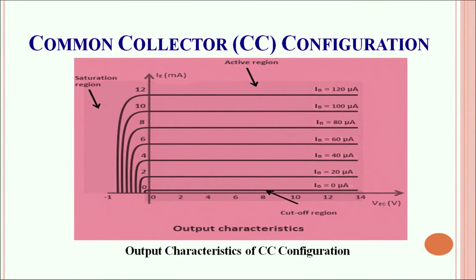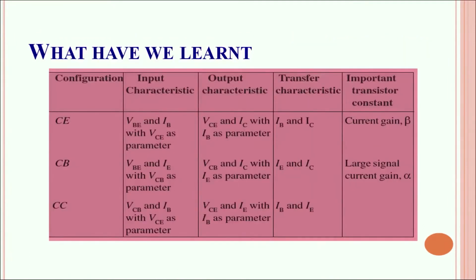Of the three configurations which we have discussed, the common emitter configuration of the transistor is used in most of the cases. For various devices where we use transistors as amplifiers, switch or oscillator, it is the common emitter configuration which is practically used. The common base configuration and the common collector configuration are rarely used for specified purposes. Let's recollect what we have learnt in this particular topic.